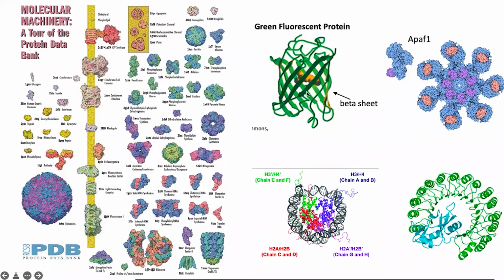As a few examples, remember we have 10,000, 20,000 examples. I'm just randomly picking a few. This is a very famous protein called the green fluorescent protein. Under UV light, it fluoresces green.